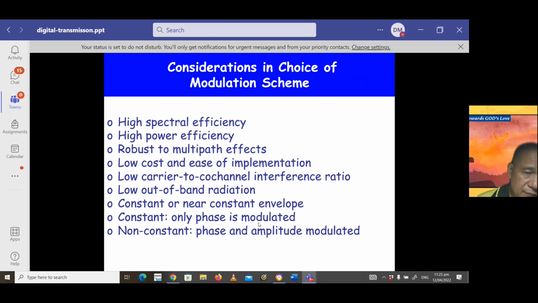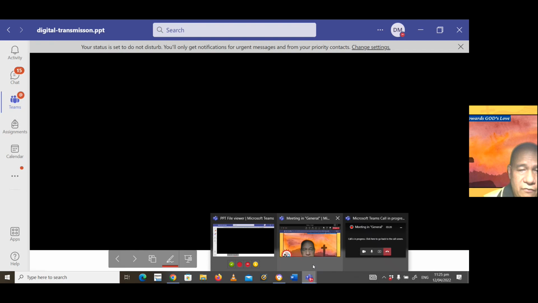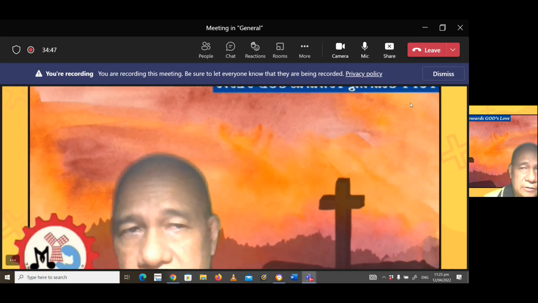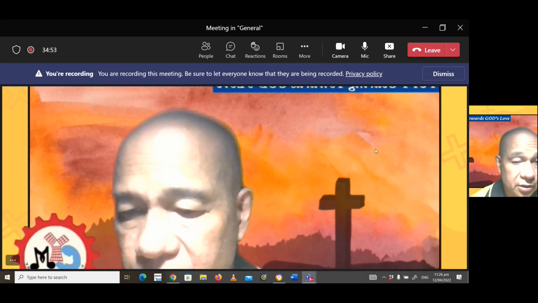So these are the advantages as we increase the technology: high power efficiency, robust to multipath effects, low cost. Madali lang siyang i-install kasi. Okay, so I think that's the end of our asynchronous lesson for digital modulations.